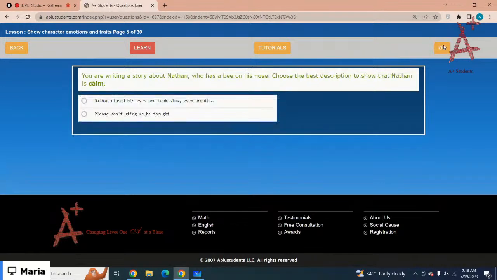You're writing a story about Nathan, who has a bee on his nose. Choose the best description to show that Nathan is calm. Nathan closed his eyes and took slow, even breaths. "Please don't sting me," he thought. Which is the correct option?